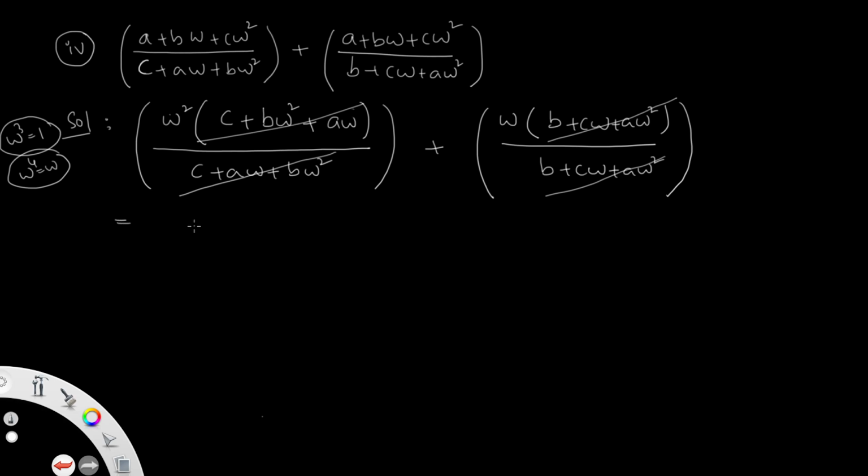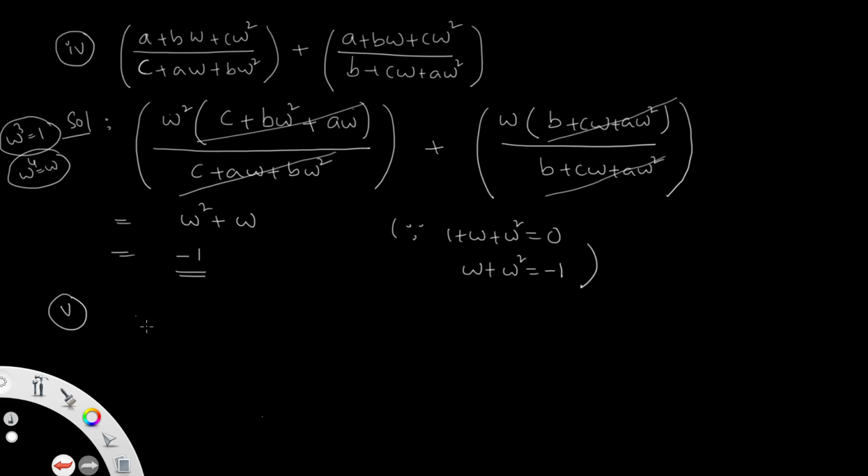Then you get omega square plus omega, which is nothing but minus 1. Why? Since 1 plus omega plus omega square equals 0, we can write omega plus omega square equal to minus 1. This is question number 4. The denominator should not be disturbed; just take these terms common in the numerator, that's all.